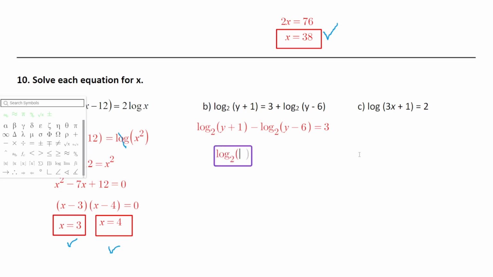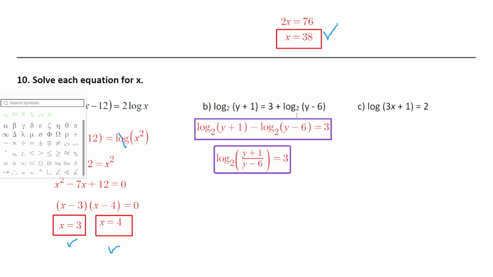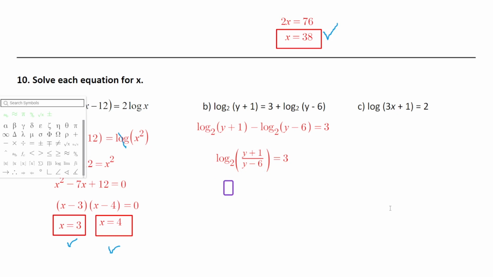We get log base 2 of (y plus 1) over (y minus 6) equals 3. I've got a logarithm isolated here, just a single log, so I can now rewrite this as an exponential equation. (y plus 1) over (y minus 6) is going to equal 2 to the power 3. 2 to the power 3 is just 8, by the way.